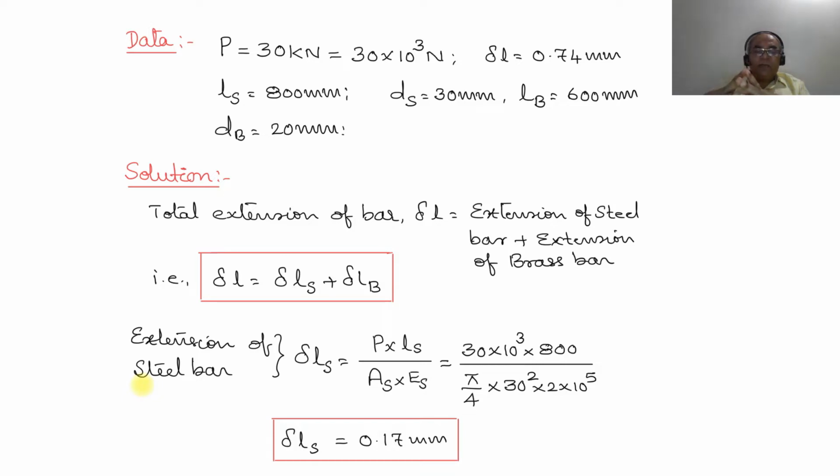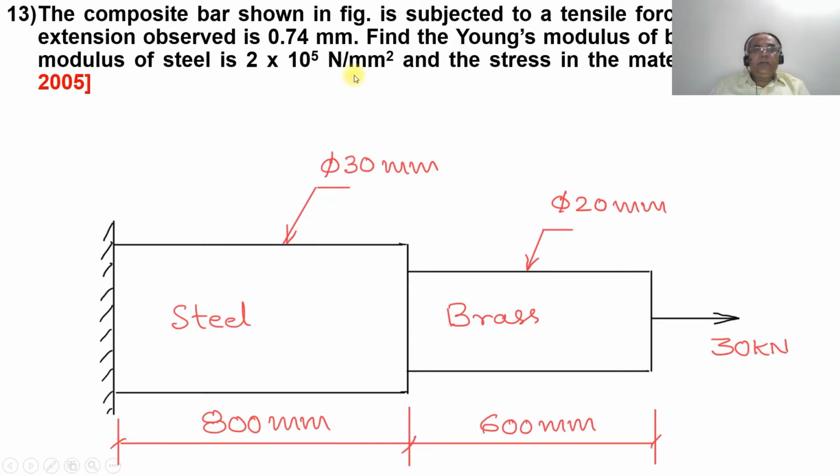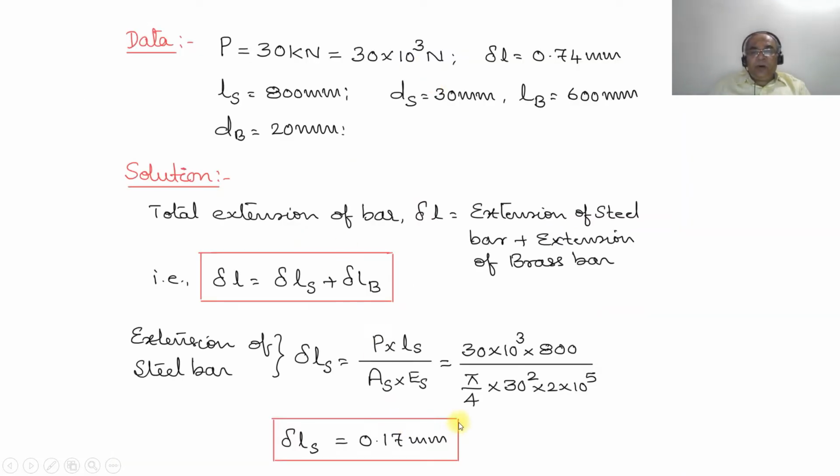The extension of the steel bar is given by P into the length of the steel bar divided by the area of the steel bar into Young's modulus of the steel bar, since the load is uniform throughout the stepped bar. We know 30 kilonewton is the P applied. So 30 into 10 to the power of 3 into the length of the steel bar, 800, divided by pi by 4 into the diameter of the steel bar, 30 square, into 2 into 10 to the power of 5, because the Young's modulus of the steel bar is given as 2 into 10 to the power of 5. On simplification, delta LS is 0.17 mm.